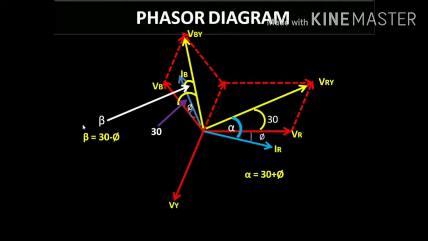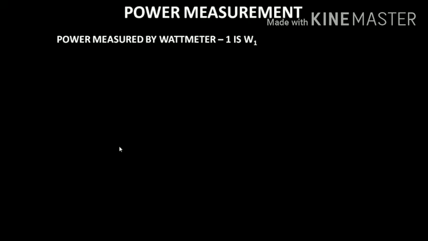Similarly, we are considering the angle beta here, which is the angle between the line voltage VBY and the line current IB, and the angle beta is equal to 30 minus phi. So by means of these assumptions, with the alpha and beta we are getting here, we can find out the measurement of power. Let's consider the power measured by the first wattmeter, that is W1.